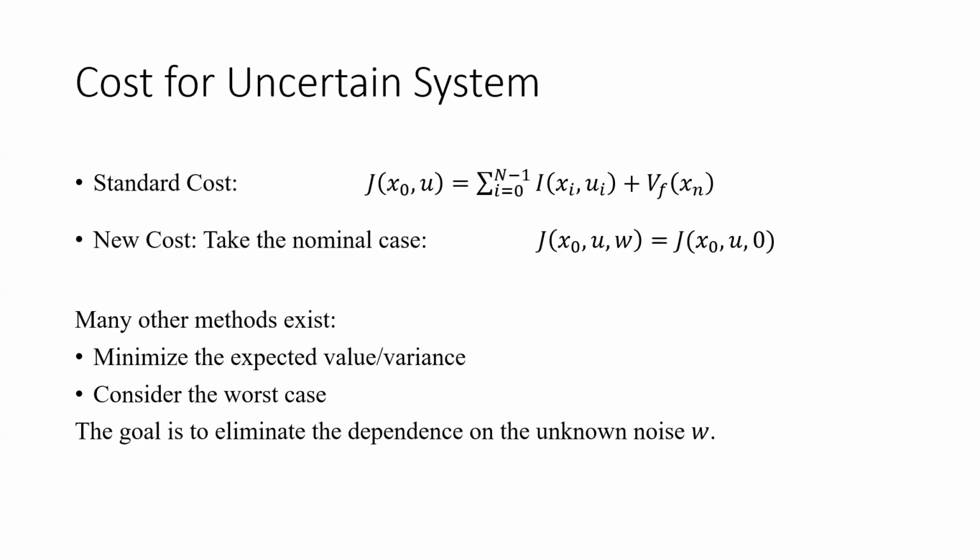You can also consider the worst case, seeing W as a very smart component that's deteriorating every effort you have attempted. And the most common and easiest one to do is just assume that this is an ideal system without the effect of the disturbances, which is the one shown here. The goal here is just eliminating the effect of disturbances because we don't know it.